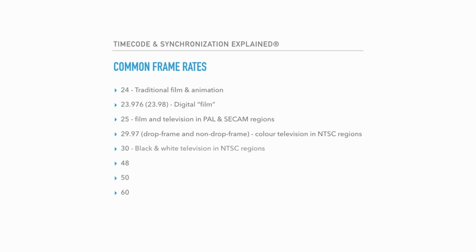30 FPS is the standard for black and white broadcast television. However, many cameras, including your phones, can choose to shoot at 30 FPS. In the professional video world, this frame rate is not very common. 48 FPS is more of an experimental film rate.